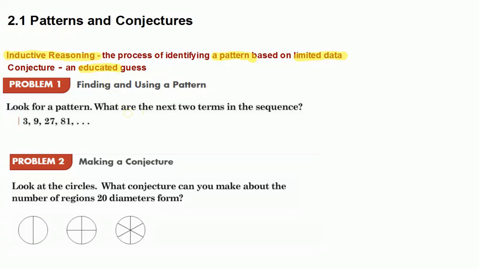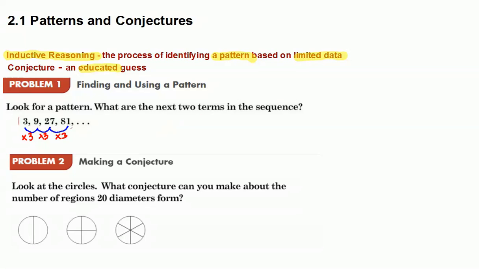So let's start with problem number 1, finding and using a pattern. Look for a pattern. What are the next two terms in the sequence? The numbers we have are 3, followed by 9, followed by 27, followed by 81. There is a pattern here. Everything's being multiplied by 3. So if I take my term 3 times 3, I get 9. If I multiply 9 times 3, I get 27. If I multiply 27 times 3, I get 81.